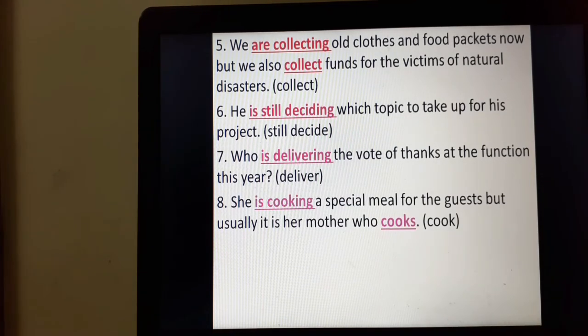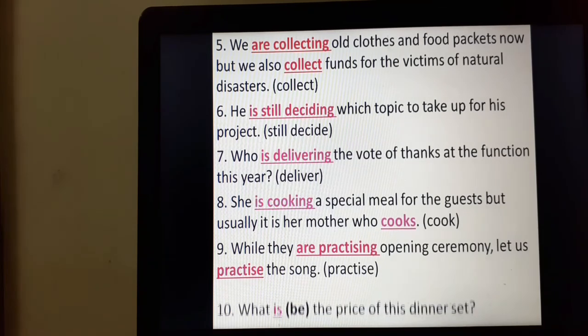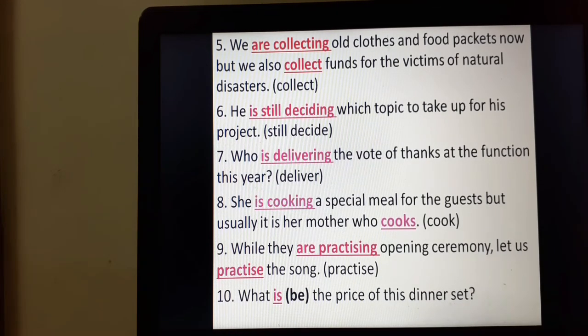She is cooking a special meal for the guests, but usually it is her mother who cooks. While they are practicing the opening ceremony, let us practice the song. And the last but not the least, what is the price of this dinner set?